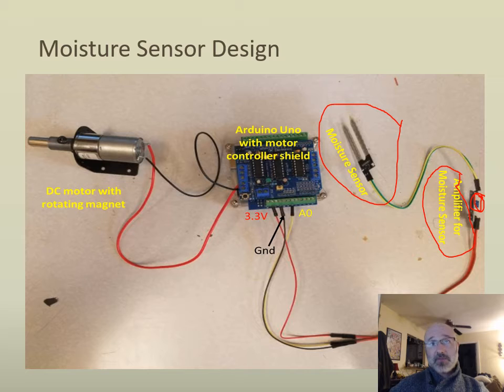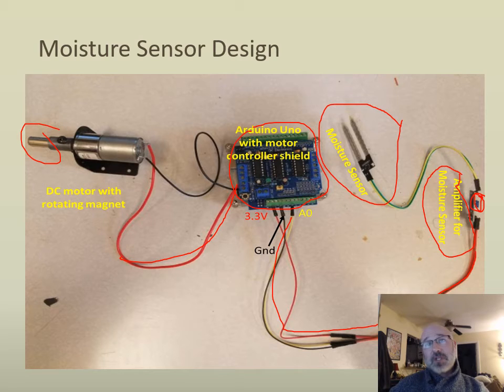This information was then sent to an Arduino with a motor controller shield on it. So there's our microcontroller and our motor controller shield that connects to our DC motor with a rotating magnet on the end there, and all the programming of our microcontroller is done internal to here.